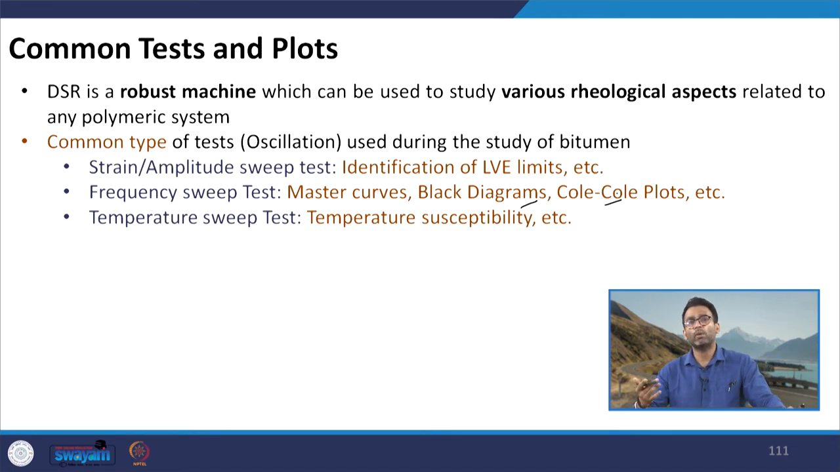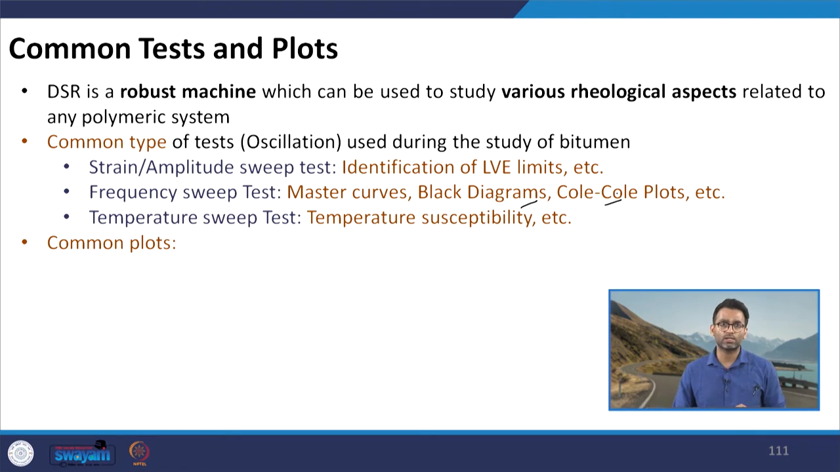Now, rheological parameters are more accurate, a more fundamental measurement of behavior, in contrast to the physical properties, which are more empirical in nature. So, by looking at the change in the rheological parameter with change in temperature, we can also measure the temperature susceptibility. And temperature susceptibility, again, if you remember, is directly linked to the performance of the pavement. Let us see some of the common plots which can be made after carrying out these tests.